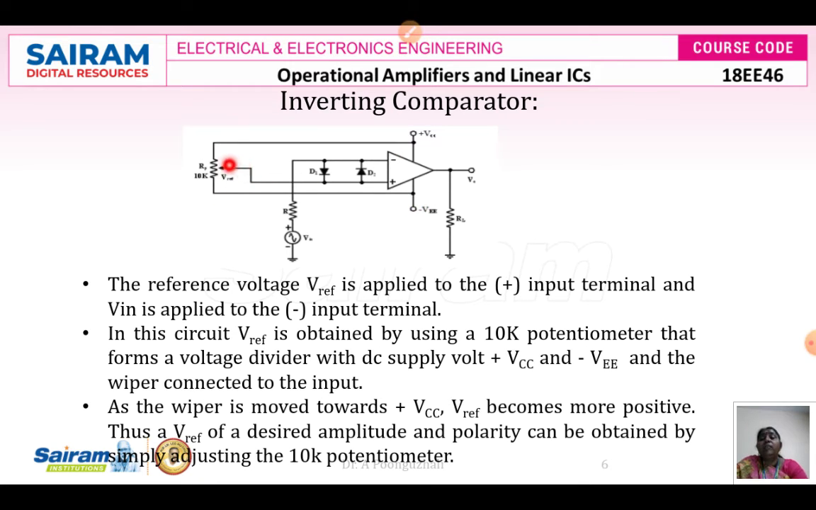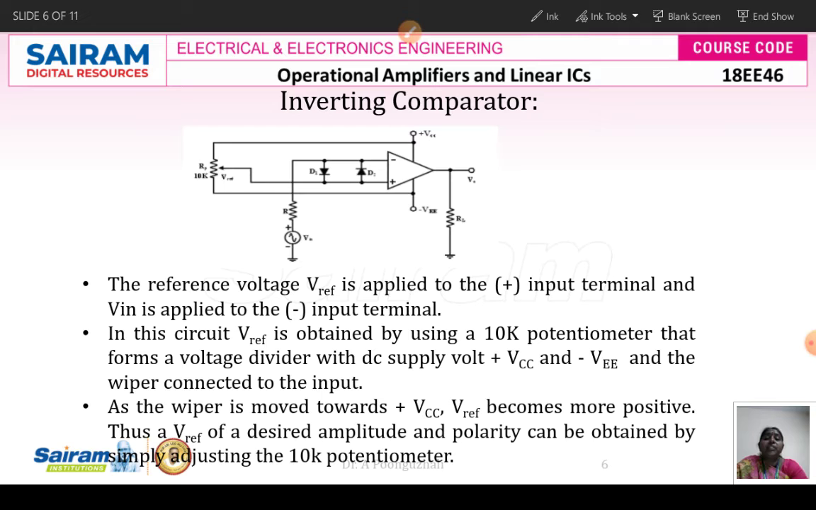So when this wiper is moved towards plus VCC, it means my reference voltage is positive. When the wiper is moved to your minus VEE, it means the reference voltage is negative. Now we can see what is going to be my output voltage there.